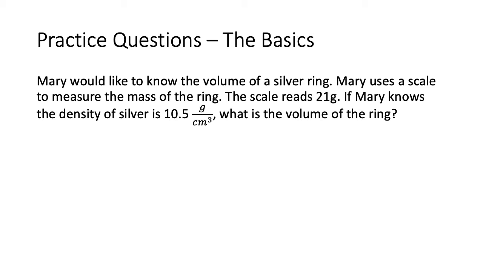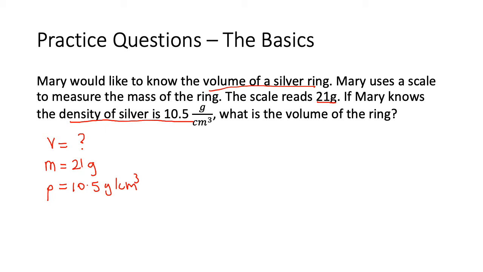Okay, so let's work this out. First of all, we need to find our knowns and our unknowns. So let's read through the question. Mary would like to know the volume of a silver ring. So volume is our unknown. She uses a scale and she measures the mass at 21 grams. So we know that mass equals 21 grams. She also knows that the density of silver is 10.5 grams per cubic centimetre. So density equals 10.5 grams per cubic centimetre.